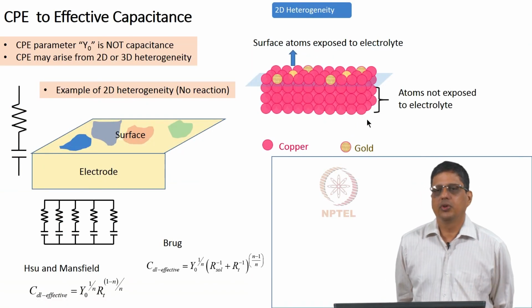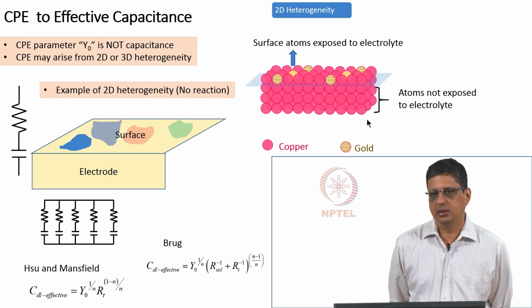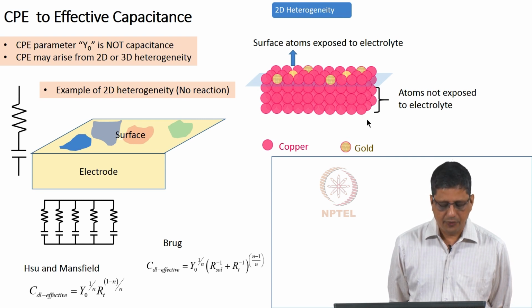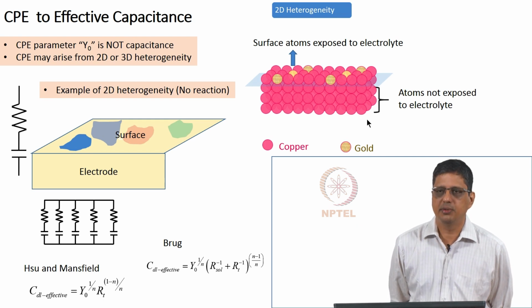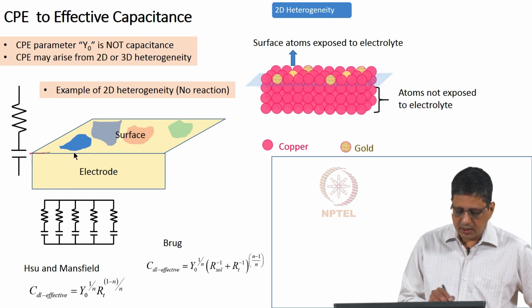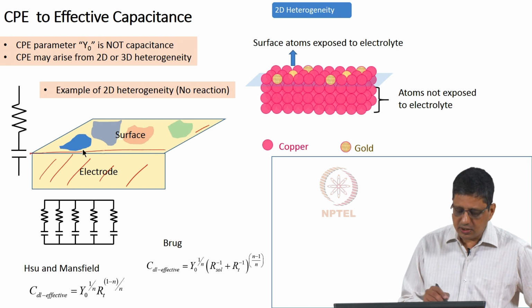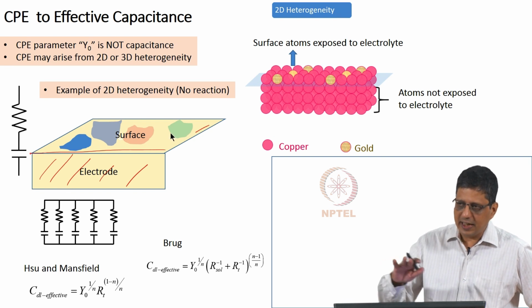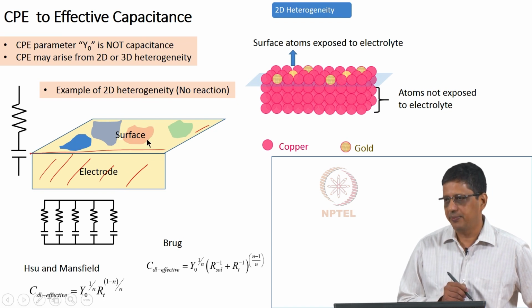The other thing that one needs to notice is that the Y0 value is not a capacitance. The CPE behavior can arise from different causes. In one case, it is a heterogeneous surface, a 2D distribution. So, I just tried to picture it here. You have a surface, which is hidden from the solution; only this top surface is visible to the solution. I have shown it in different colors to say that it is a flat surface, but these regions actually behave slightly differently in terms of electrochemical reaction.